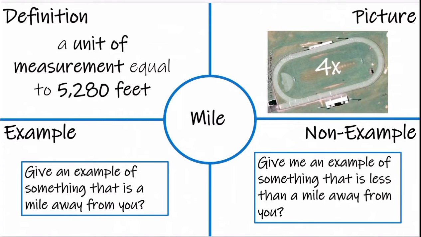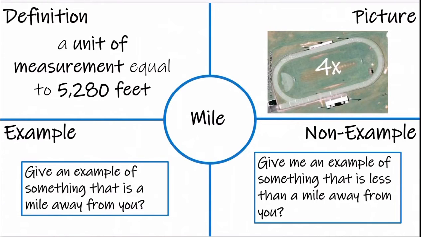When I think of miles, I think of when I used to run track. Here's the track. You have to run around it 4 times in order to do the mile. So I have a track field here, and I have the 4x in there. That means 4 times. And so that's what I think of.